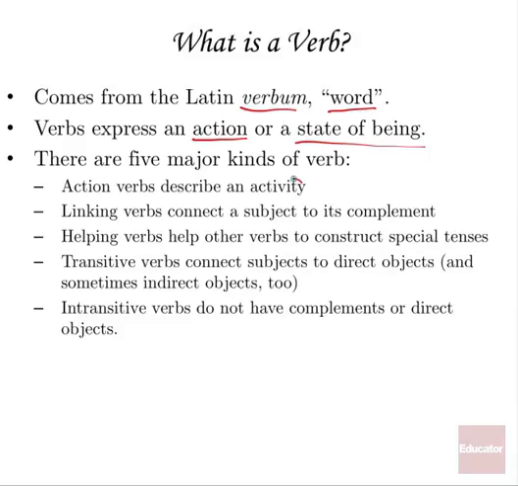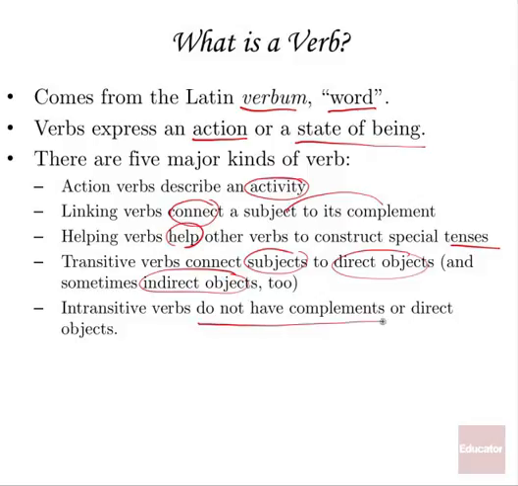Action verbs describe an activity. Linking verbs connect a subject to its complement. We'll look at that in a moment. Helping verbs help other verbs to construct special tenses. Tenses are something we'll cover in a later lesson. Transitive verbs connect subjects to direct objects and sometimes indirect objects too. And intransitive verbs do not have complements or direct objects.